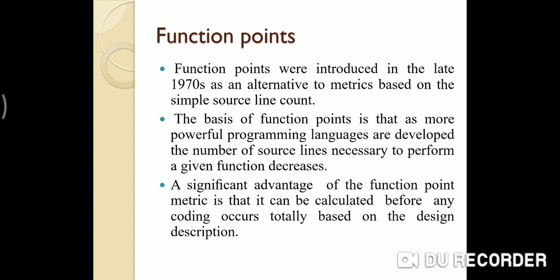For example, if you want to write code for swapping two variables, and you are writing it in the C programming language, you have to write some lines of code. If you write that in the Python programming language, then you have to write only one line of code, right? So this function point is what? Independent of language. These are the different advantages of function points.